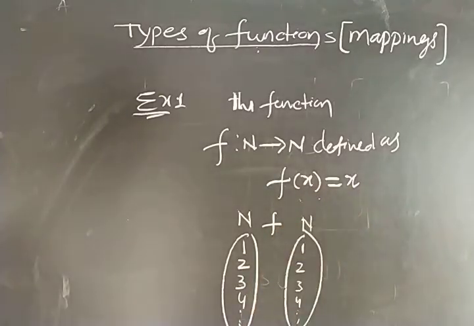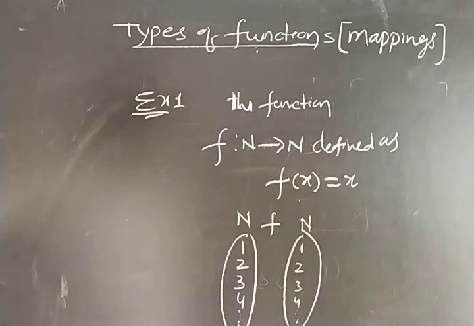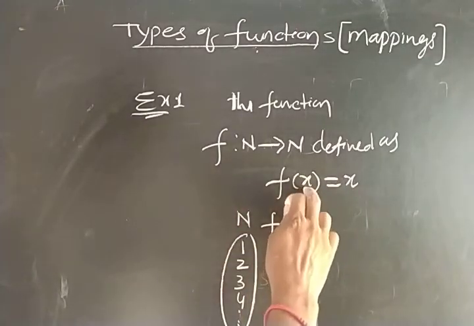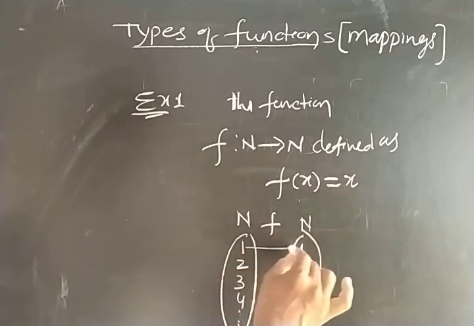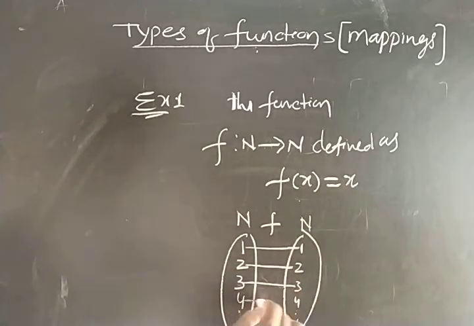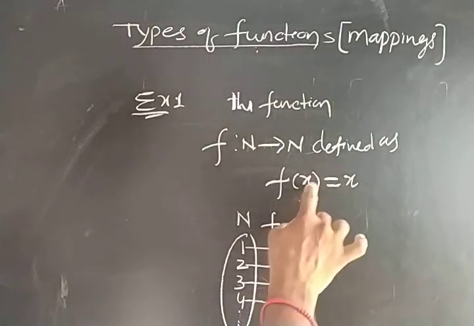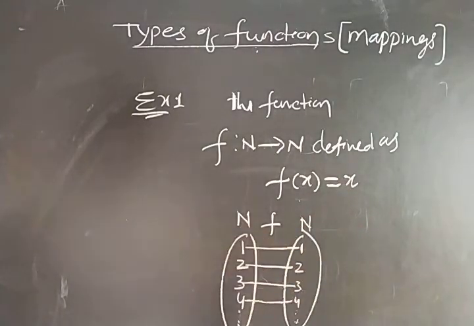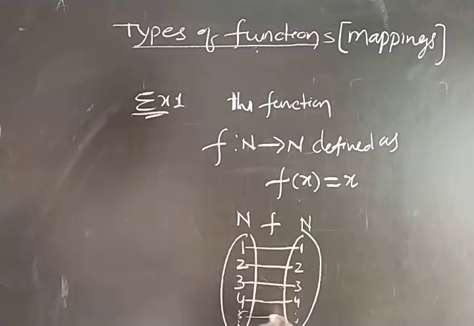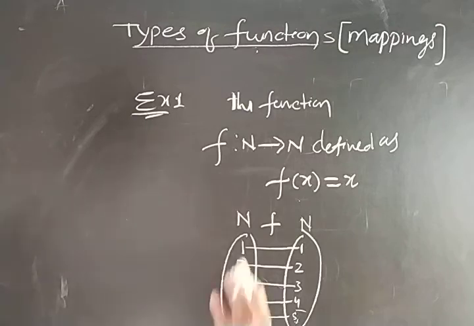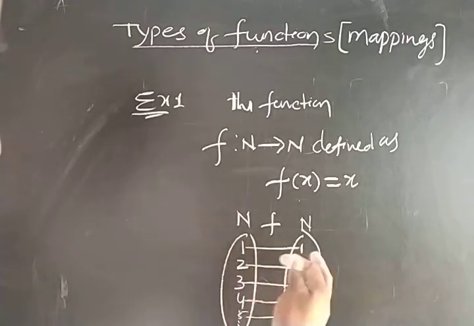Now see this definition. You can conclude that this is the identity function. Why? Because every element has itself as its image. If you put 1, the image will be 1. 1 image 1, 2 image 2, 3 image 3, 4 image 4, 5 image 5. Similarly, how many elements exist in the domain? Infinite elements, but every element has an image according to the definition. Now check, is it a function? Yes, every element has an image. And is it 1-1? Yes, different elements have different images.